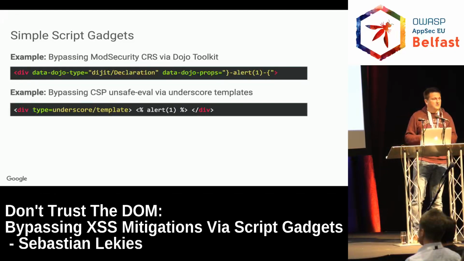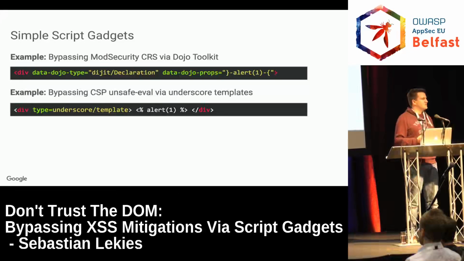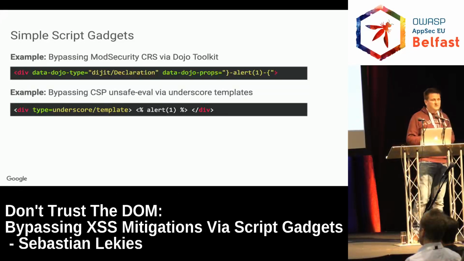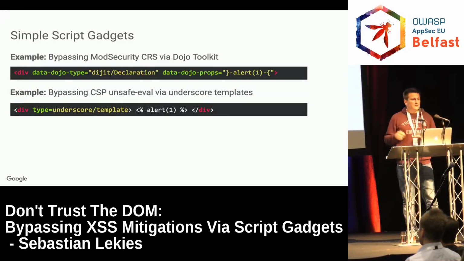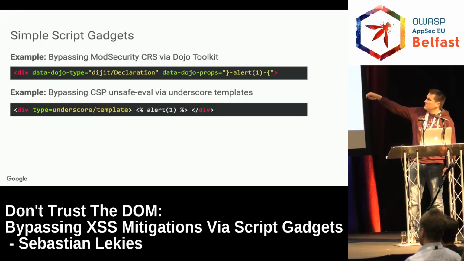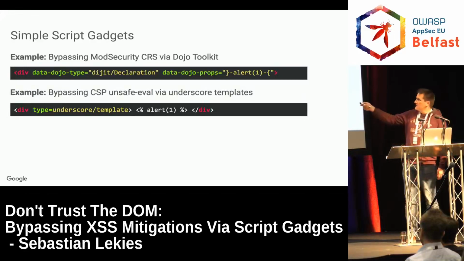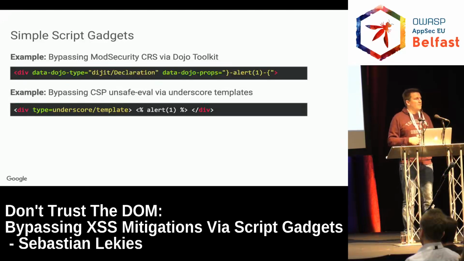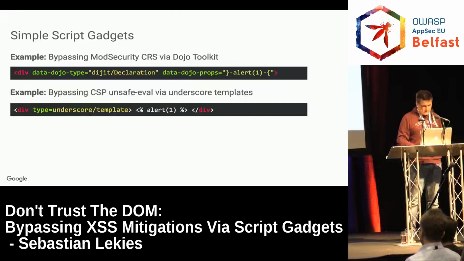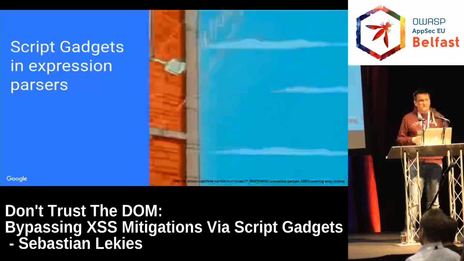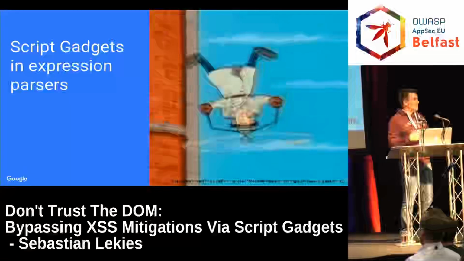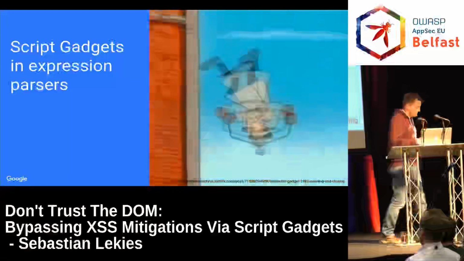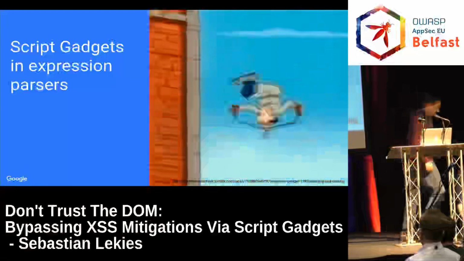Another example is underscore templates. Underscore has a magic functionality to execute scripts. So instead of writing script, my script code, closing script, you just write less-than, percent, and the script, and it will eval it. So this is, for example, a CSP unsafe-eval bypass. Okay, so these were the simple gadgets. And now we have some more crazy stuff, and I will hand over to Christoph to talk about this.